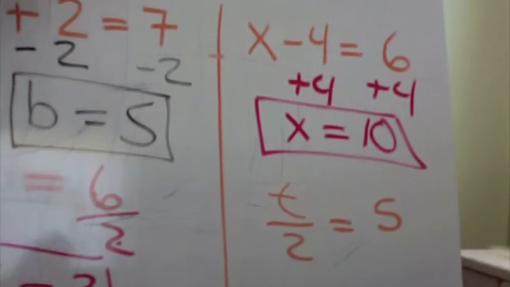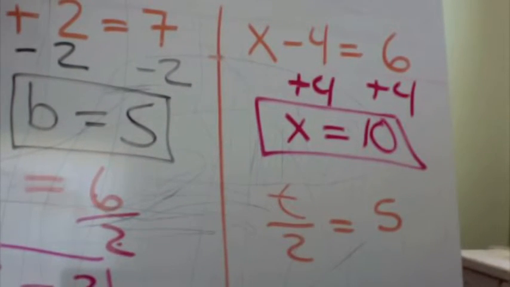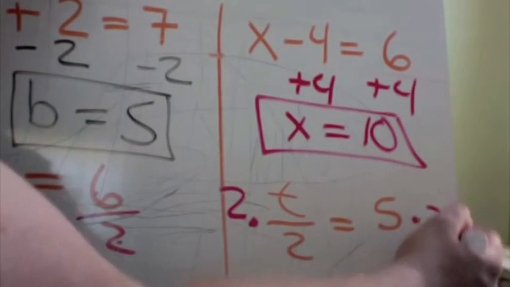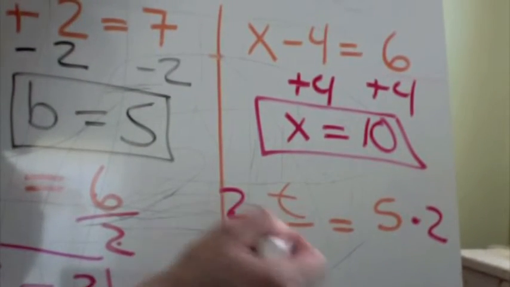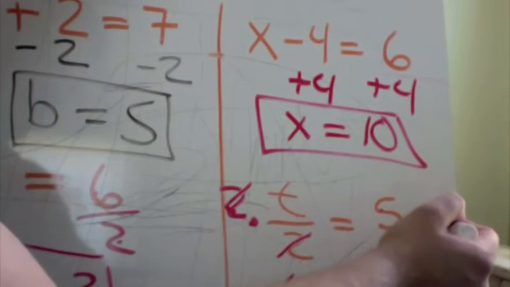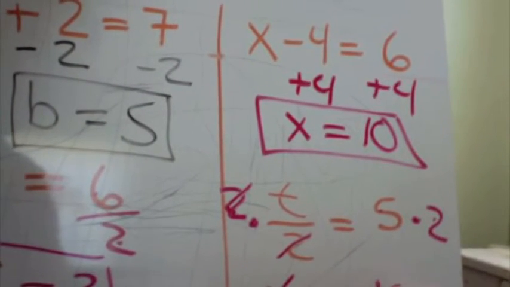And finally, we have t divided by 2. So just like here, what's the opposite of dividing? It's going to be multiplying. So I'm going to multiply both sides by 2. I'm going to have 2 over 2 again, which is going to leave me with t. 5 times 2 is 10.